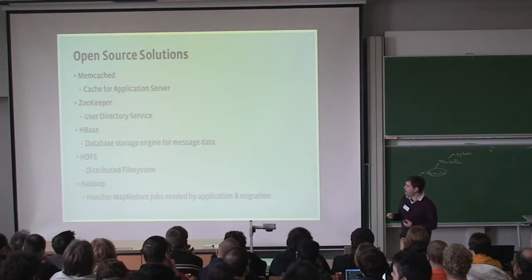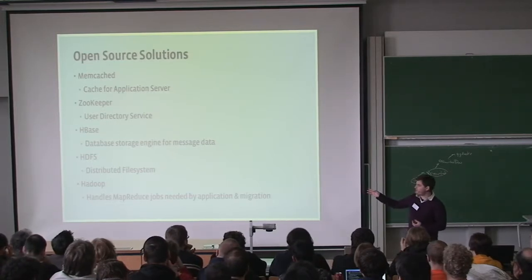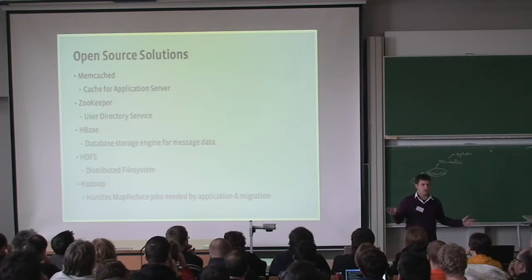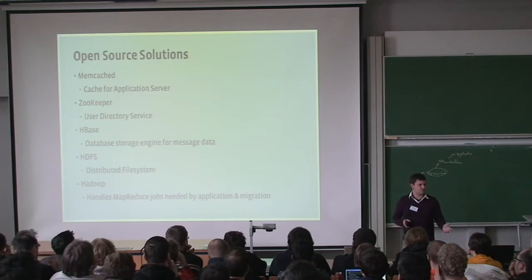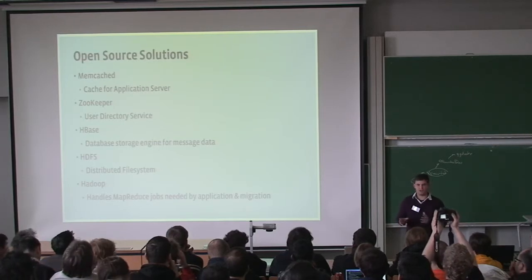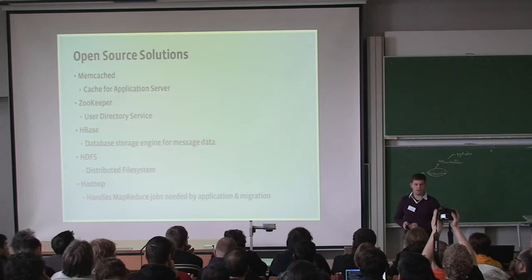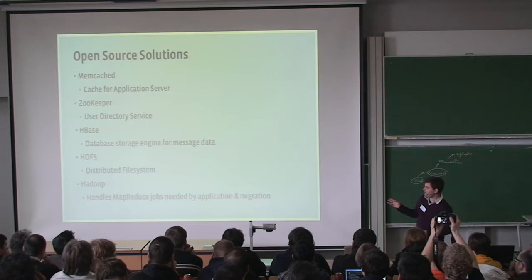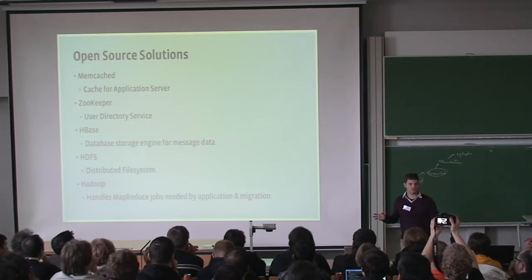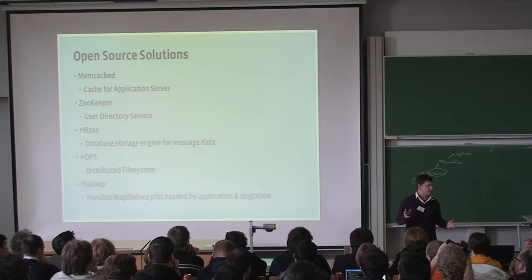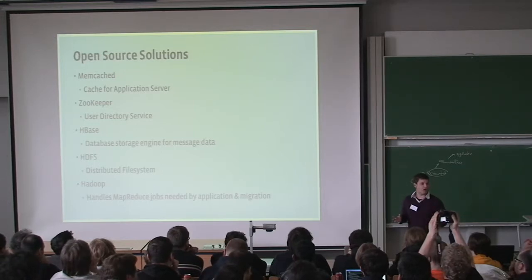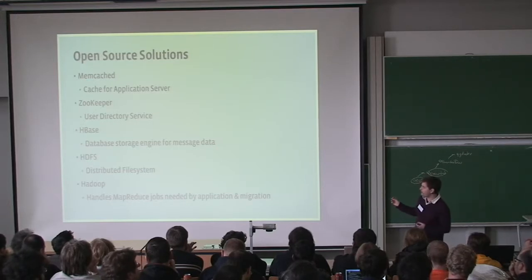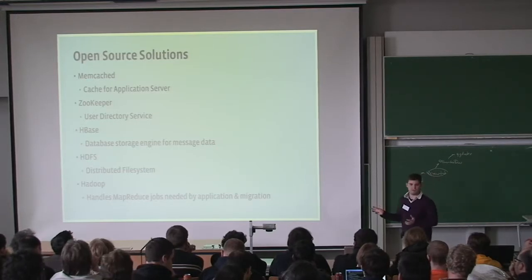For Zookeeper, Zookeeper is used for our user directory service, which is doing this mapping. It's an eventually consistent data store, but it's really meant for small amounts of data. It's not meant for multiple terabytes worth of data. HBase is, of the five, the most controversial. It's the one that we had to talk about the most. It's the one that we had to do the most development on to get up to handling this sort of data volume. And it's basically a database storage engine for message data.